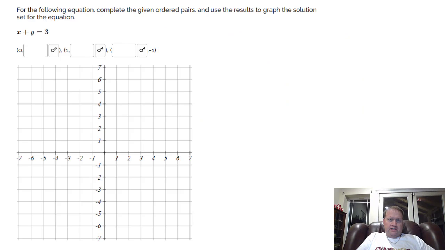This equation is pretty simple. It's just x plus y equals 3, and all it's really asking us is how many different ways can we add up two numbers and get a 3. So we don't even really have to show a whole lot of steps here. If x is 0, then the question is, what would y have to be to make 3? And the answer is y would have to be 3. So there is our first ordered pair.